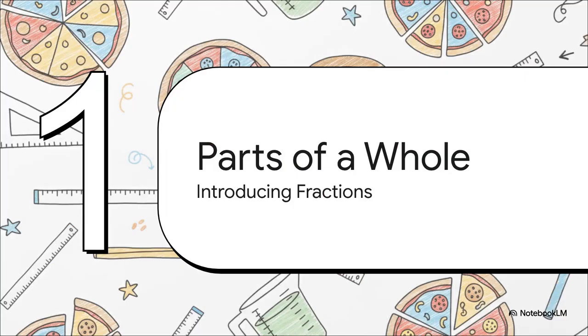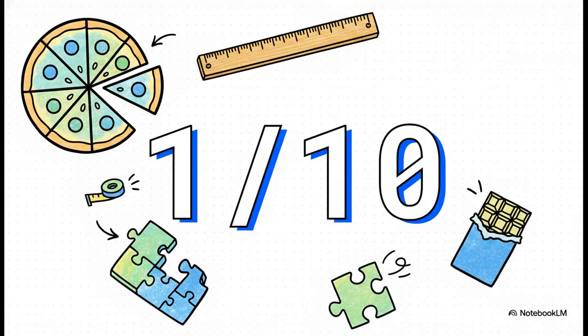Which brings us to Section 1, Parts of a Whole. Let's look at the fraction 1/10. Now, I want you to think of this not just as a random number, but as a foundational puzzle piece. If you take literally any whole object and slice it equally into 10 exact pieces, you get this standard building block. And it's absolutely crucial for constructing a much deeper understanding of measurement.